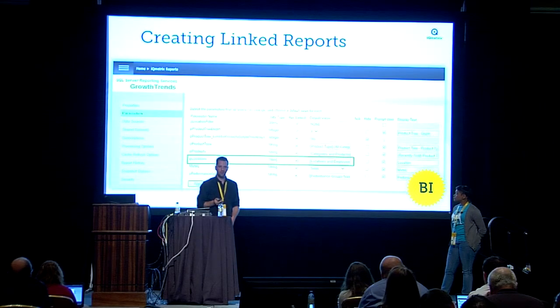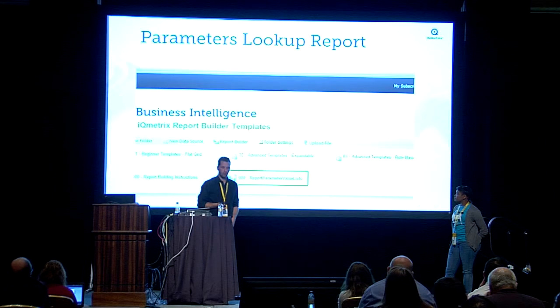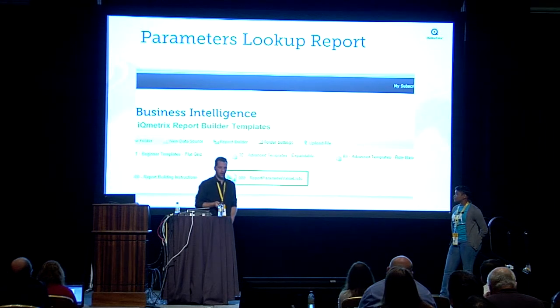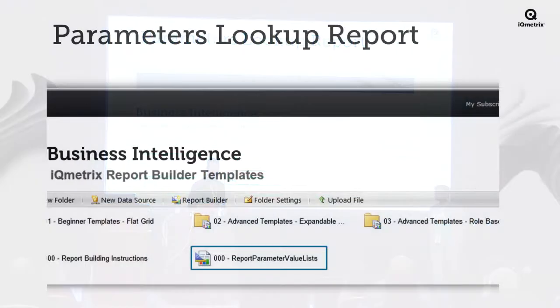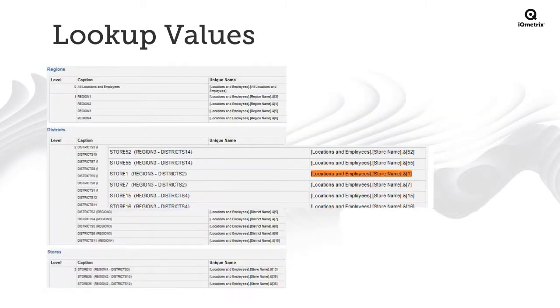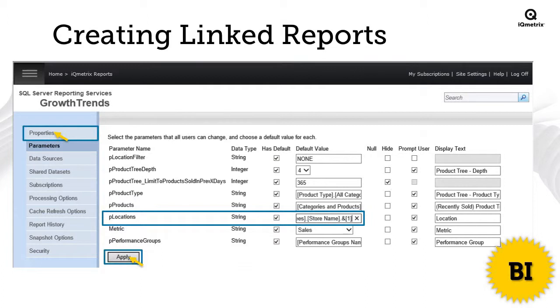So what we need to do is find the code for location 1. So we're going to go into our report builder templates folder and run this special report, which is called parameter value lists. We're going to find the code for Store 1. There it is, locations and employees.storename1. We'll copy that. We'll paste it back into this box.